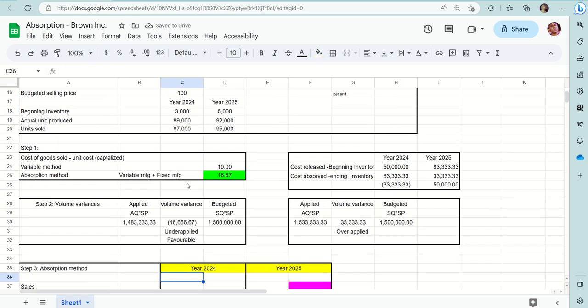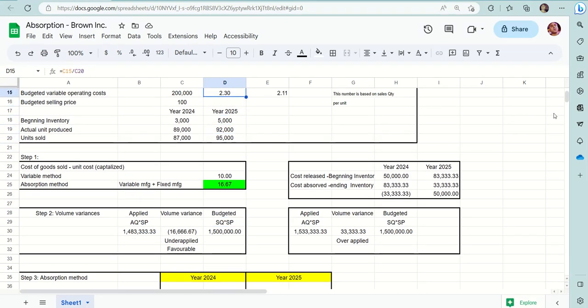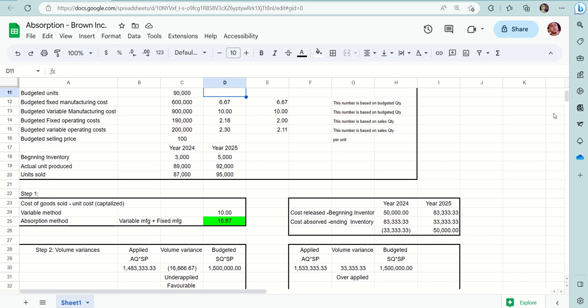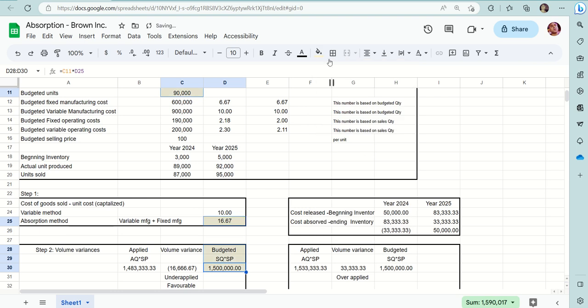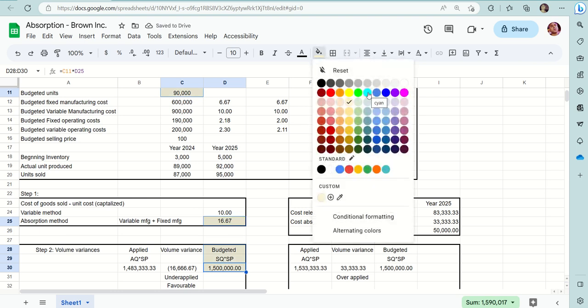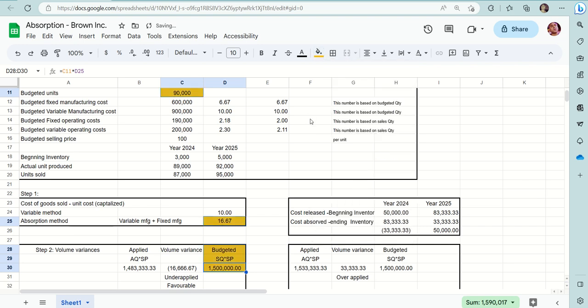Now we move to budgeted cost, which we know is standard quantity multiplied by the standard price. Our standard quantity was 90,000 right here, and our standard price is right there. I'm also going to highlight these cells. We're going to highlight that in our very favorite color, peach. It's not too bright, so let's highlight that in this color, orange.